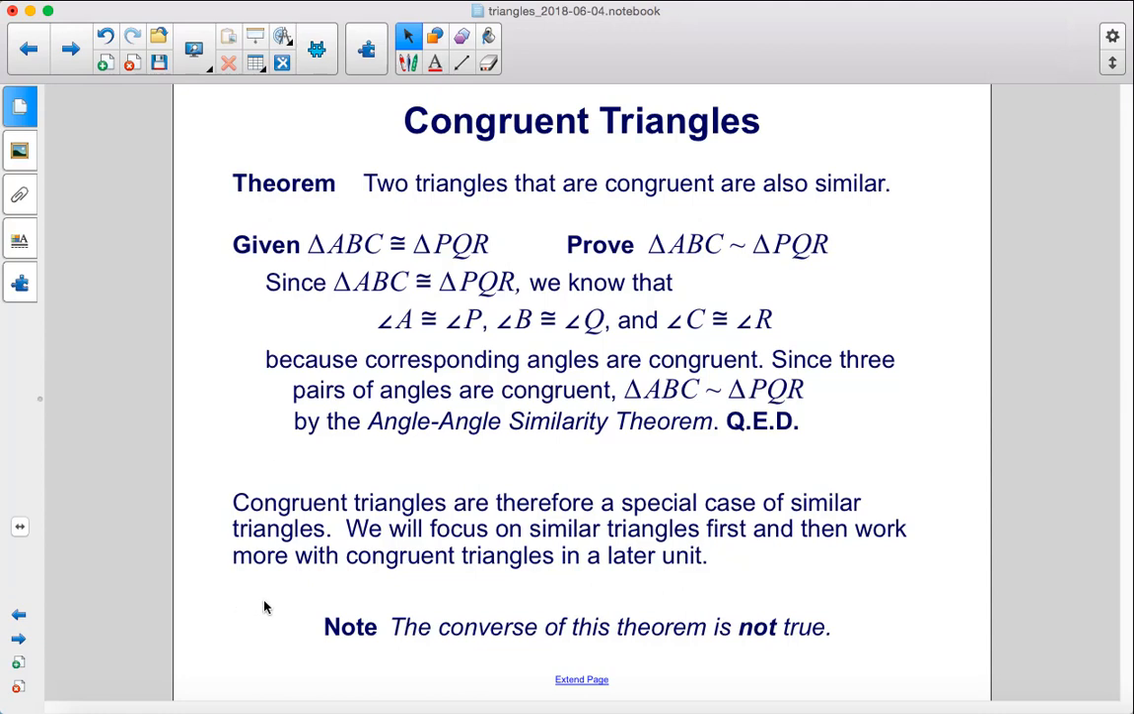Congruent triangles are therefore a special case of similar triangles. We will focus on similar triangles first and then work more with congruent triangles in a later unit. Note, the converse of this theorem is not true.